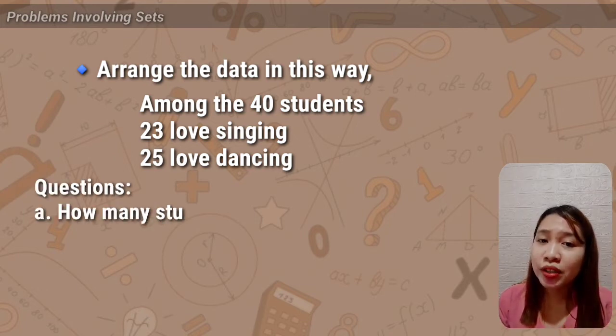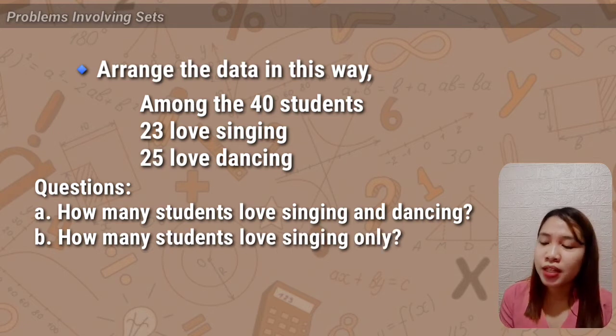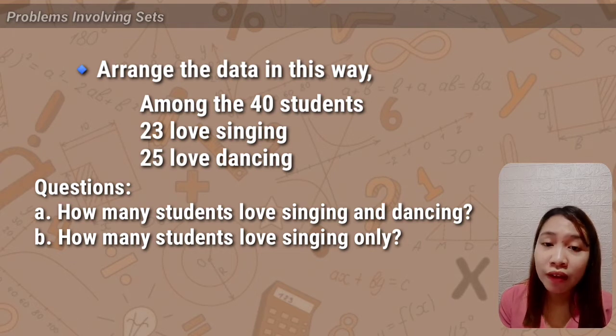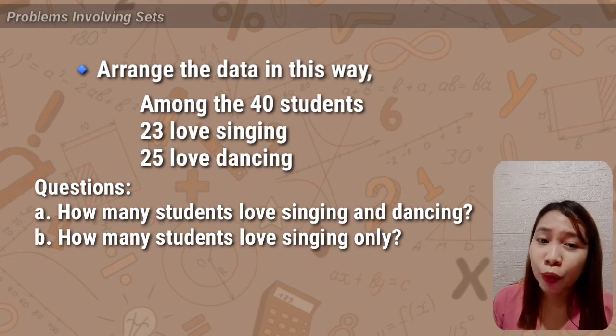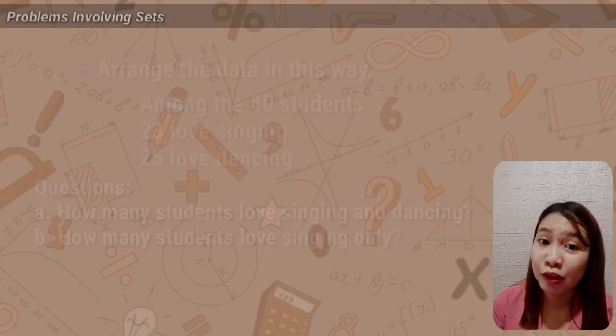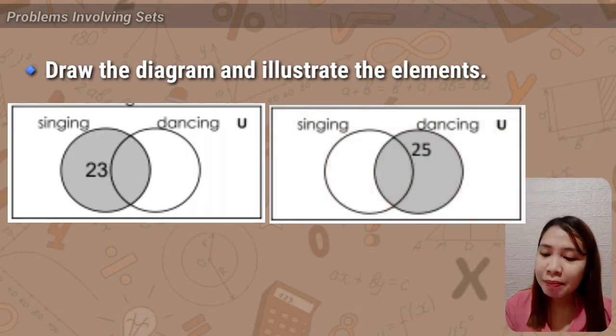And then, i-consider natin syempre yung mga questions or yung mga hinahanap sa ating problem. Like yung A, how many students love singing and dancing? And B, how many students love singing only? Para mas maintindihan pa natin lalo kung ano ba yung kailangan nating isolve. And the next step is you will draw the diagram and illustrate the elements.